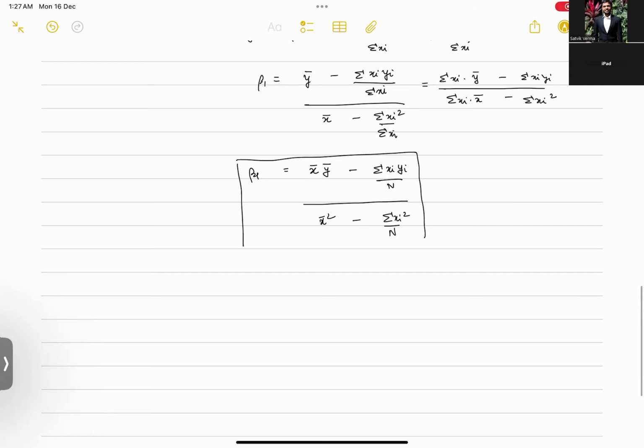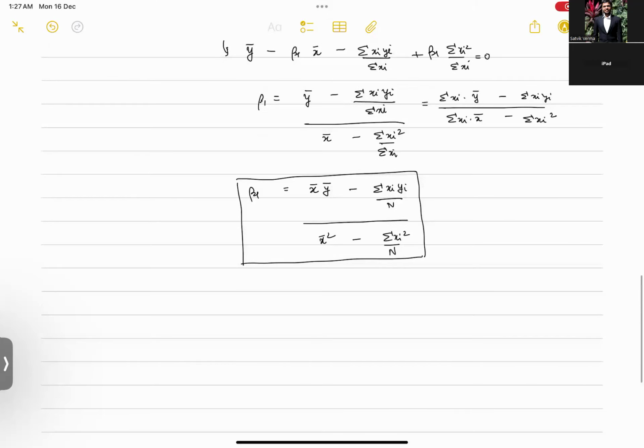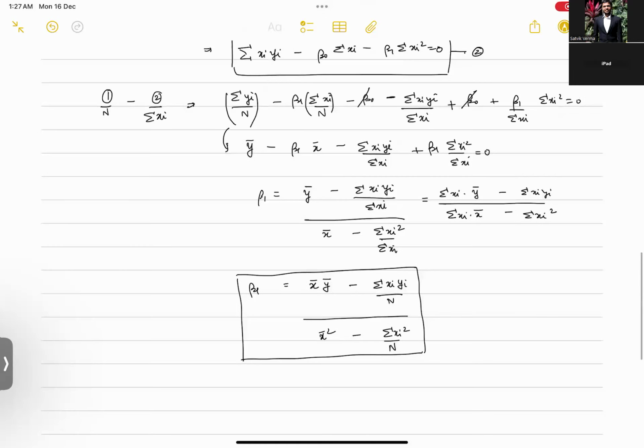You could find other formulas for beta 1 as well, but all of these can be manipulated to get those forms, right? So this is the form that I have derived, and this is what I'll be using. But all other forms that you see in different books or any website or any other video, all of them can be obtained by this sort of an exercise.